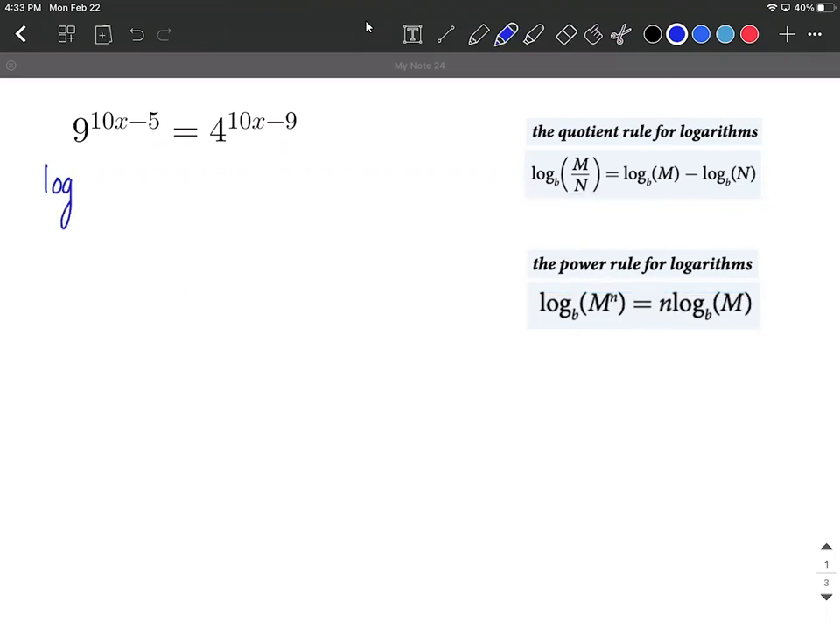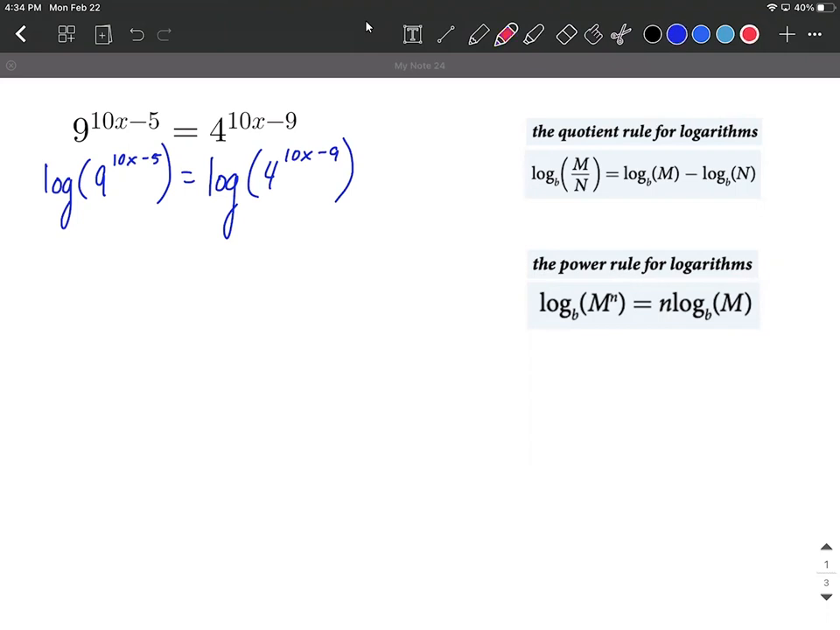We typically choose either the common logarithm or the natural logarithm because we're allowed to use our calculators with those two. All right, so this puts us at log of 9 raised to the 10x minus 5 equals, we also have to apply that to the right-hand side, log of 4 raised to the 10x minus 9 power. So each side actually got plugged into the common log.